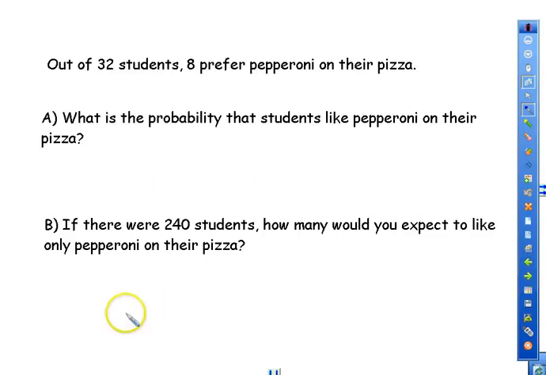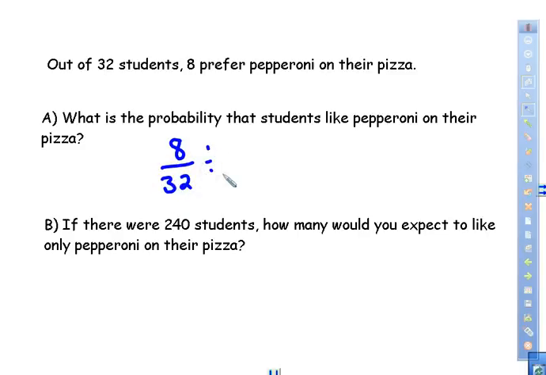Now it says out of 32 students, 8 prefer pepperoni on their pizza. What is the probability that students like pepperoni on their pizza? Go ahead and hit pause and solve A. Well, it's saying that out of 32 students, 8 prefer pizza. Then it's simply 8 over a total of 32. And yes, you'd want to reduce this, and we'll reduce it by 8. And we get 1, and 32 divided by 8 is 4. So 1/4 of the students like pepperoni on their pizza.